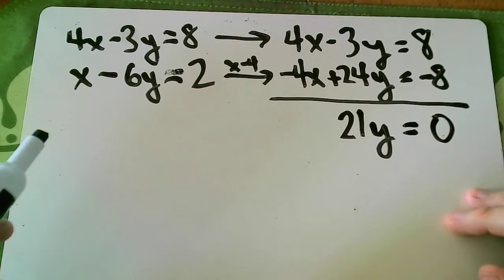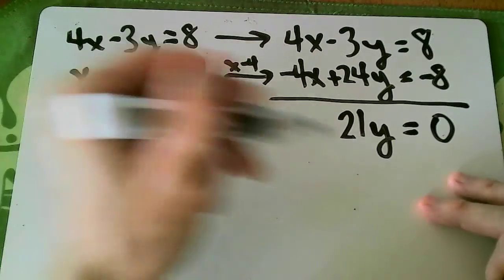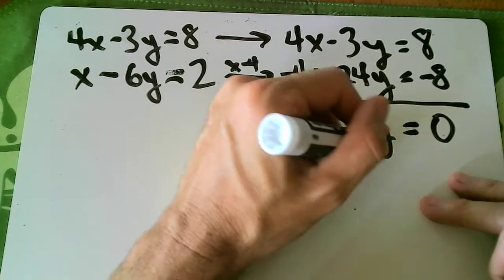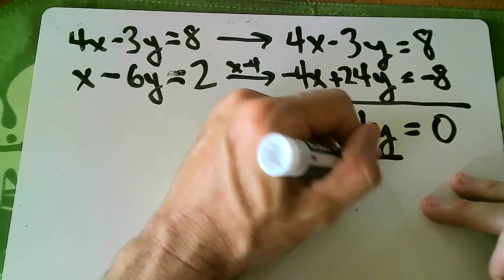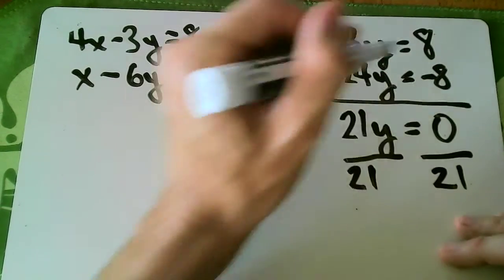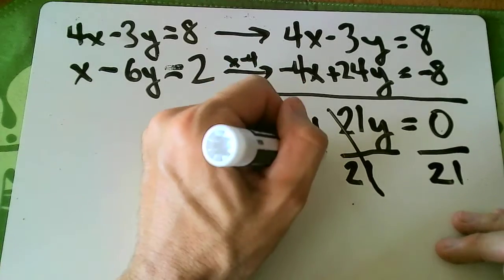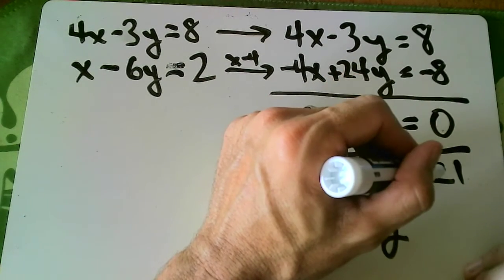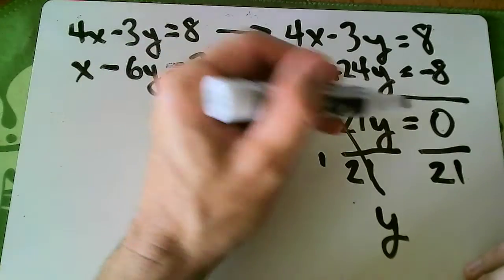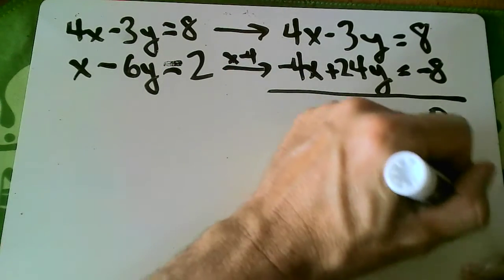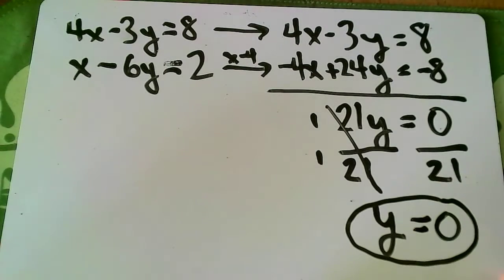Ooh, that's weird. But don't worry about it. Notice that if y is 0, this whole thing works. But if you don't remember that, you can divide both sides by 21. Remember, it's multiplied now, so I divide to cancel it. These become 1, so it's just y. And then remember, 0 divided by 21, anything with 0 divided by is just going to be 0. So my y part of the equation is 0.